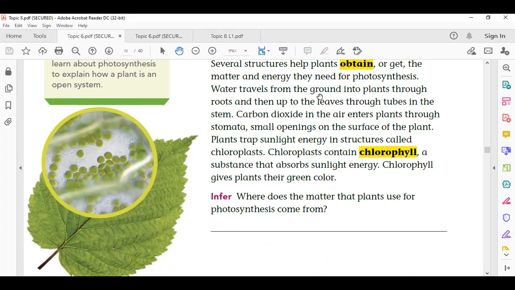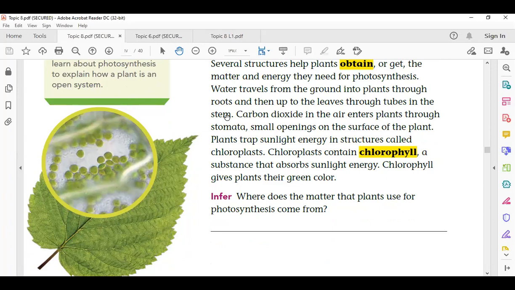Water travels from the ground into plants through roots and then up to the leaves through tubes in the stem. If you remember, when we classify plants, we say that plants can be divided into vascular plants and non-vascular plants. Vascular plants have structures or tubes that carry water.